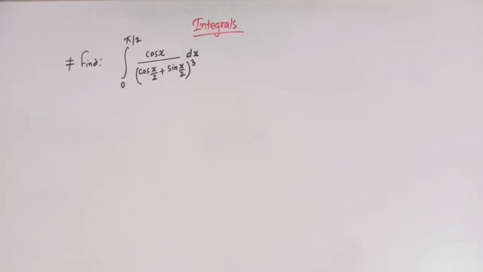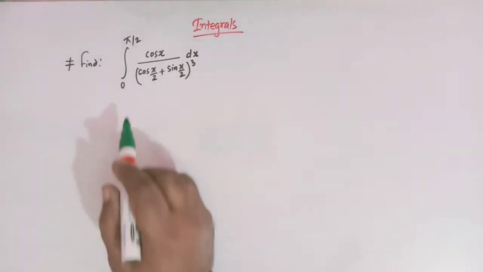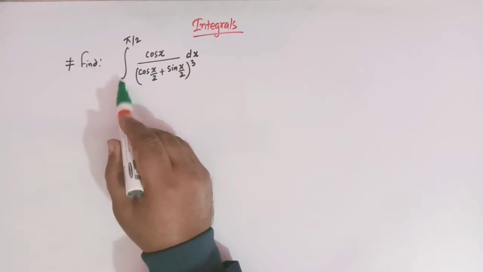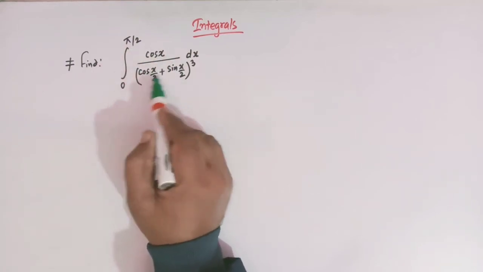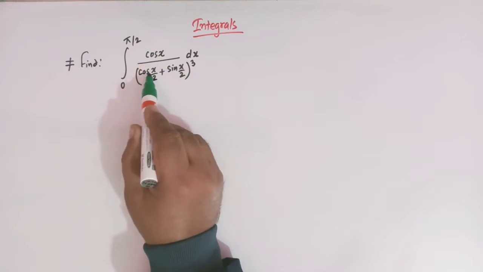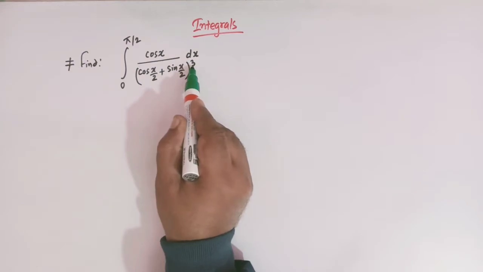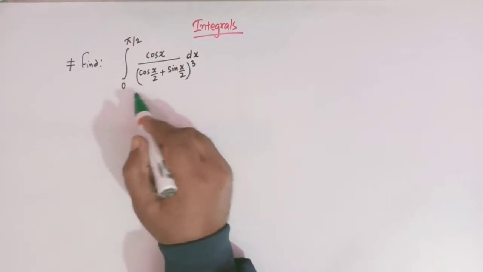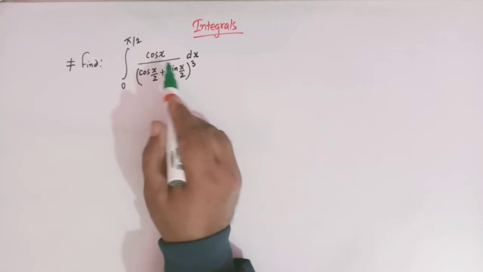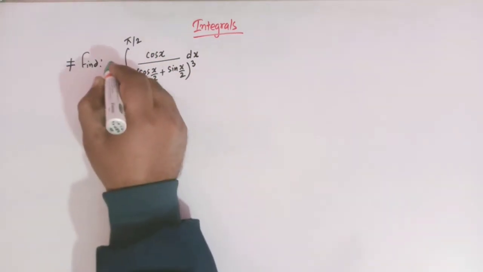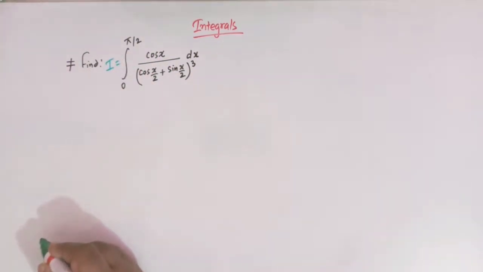Hello viewers, in today's class we are going to discuss yet another important and conceptual problem from definite integrals. Here we have to evaluate this integral from 0 to pi by 2 of cos x divided by (cos x over 2 plus sin x over 2) raised to power 3. Let us call this integral I.